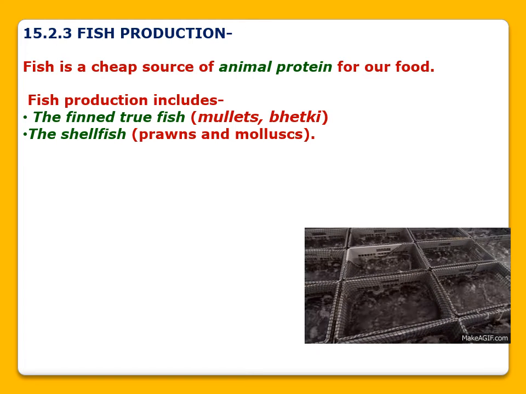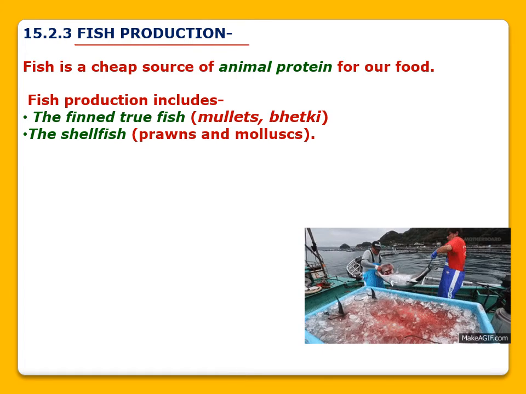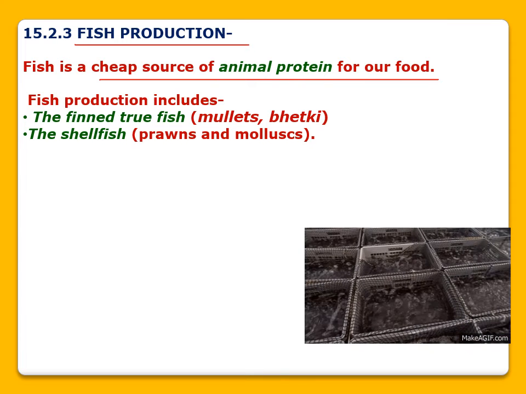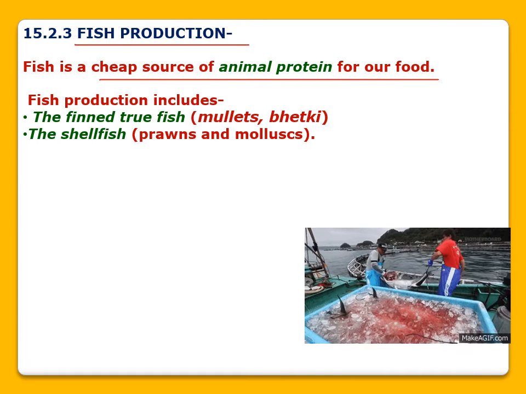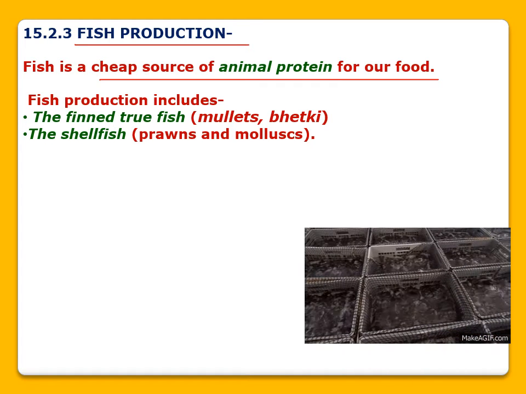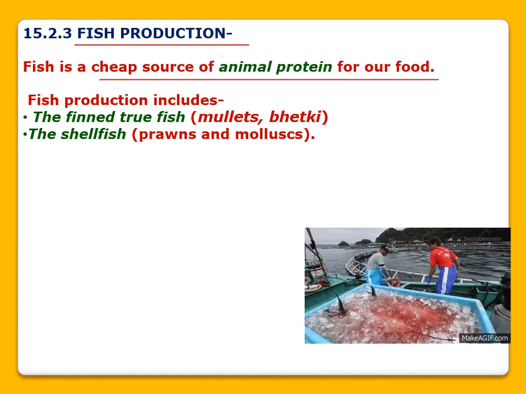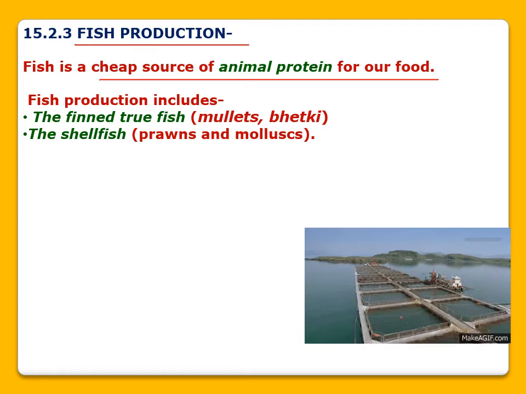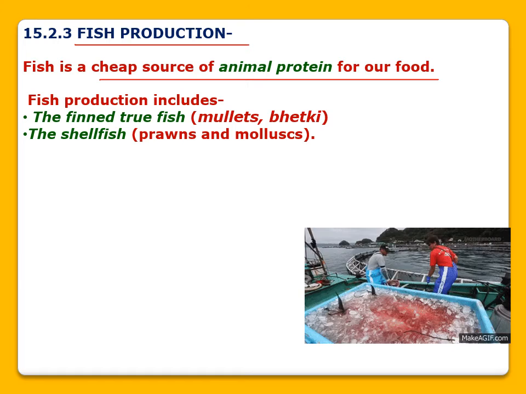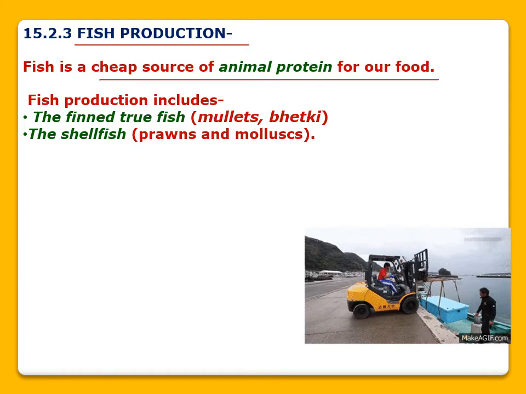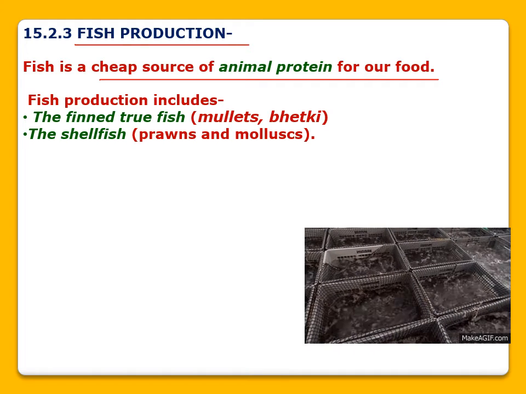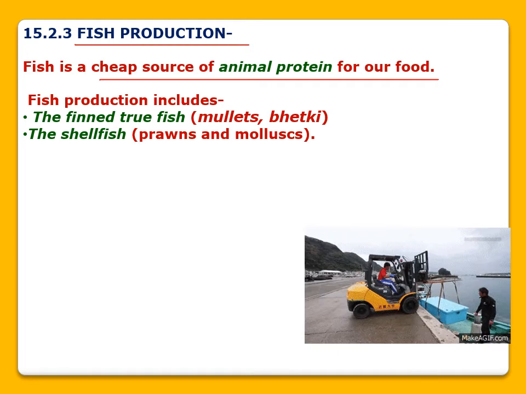Now we come to the next point, that is fish production. Fish is a cheap source of animal protein for our food, and many people in our country depend on fish for their food. Fish production includes the finned true fish and the shellfish. The finned true fish are mullets and bhetki, while examples of shellfish are prawn and mollusks.